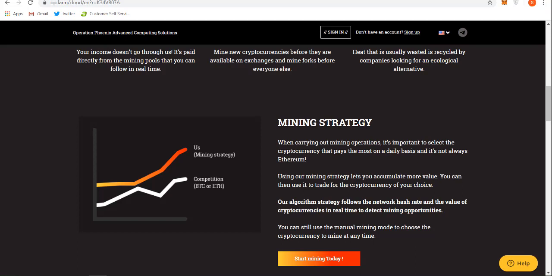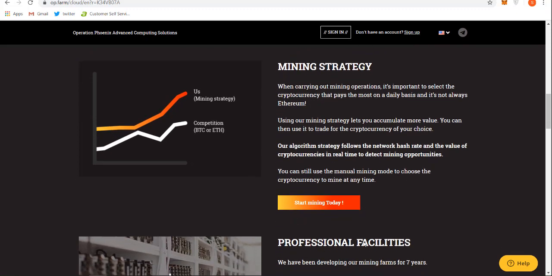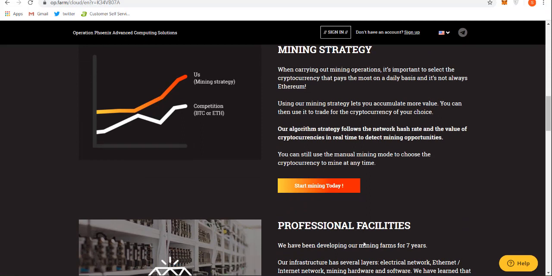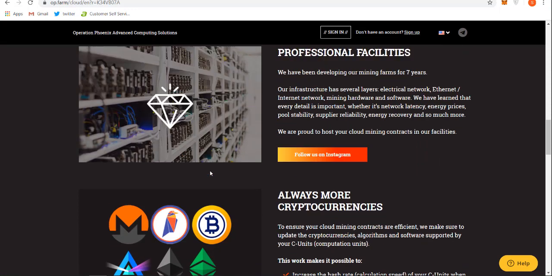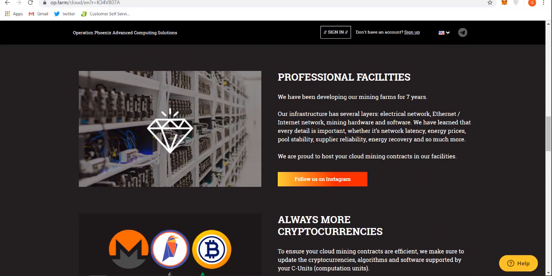Using our mining strategy, let us accumulate more value. We can then use it to trade for the cryptocurrency of your choice. Our algorithm strategy follows the network hash rate and volume of the cryptocurrency in real time to detect mining opportunities. You can still use the manual mining mode to choose the cryptocurrency to mine at any time. So they are giving us two options: we can use their own algorithm, or we can manually choose the currency that we want. So here is all the in-depth information about their mining facility, professional facilities and all. You can also check out their Instagram, where they share some pictures of their mining farm.